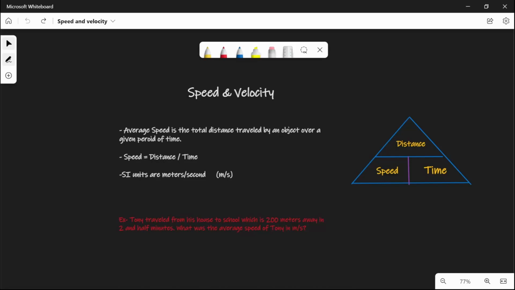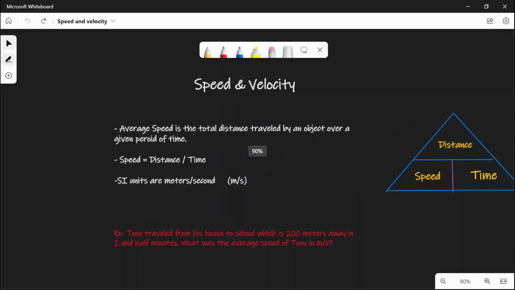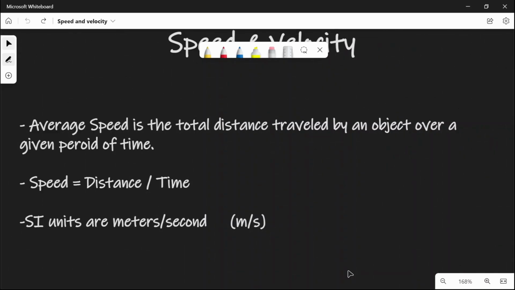In this video, I'll explain both speed and velocity. So first, let's start with speed. Average speed is the total distance traveled by an object for a given period of time. In other words, speed is equal to distance over time, as shown here.